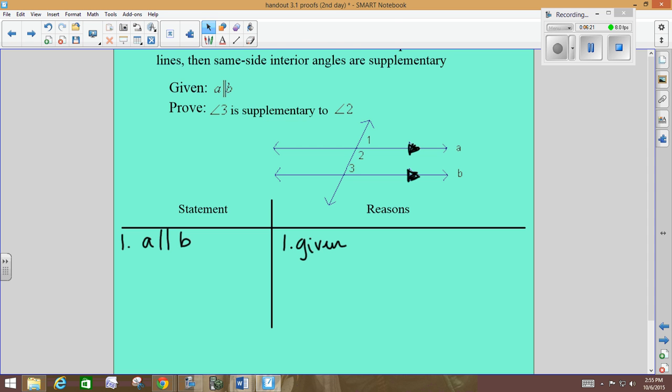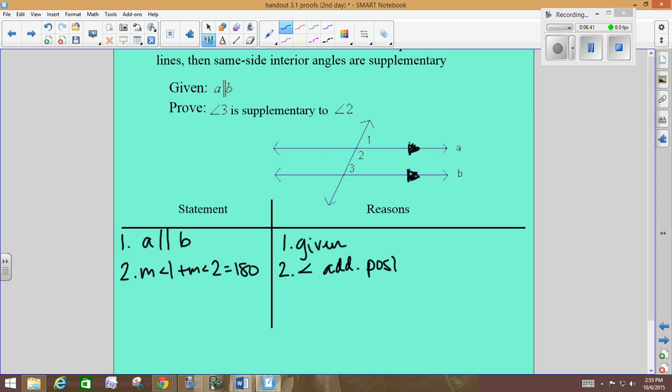Why does angle 1 plus angle 2 equal 180? Good. What would you put for your reasoning? Careful. Good. Angle addition postulate. You agree with her, Gracie, that the measurement of angle 1 plus the measurement of angle 2 would have to add up to 180? Because they make a nice line. Okay, and then we're going to use our angle addition postulate there.